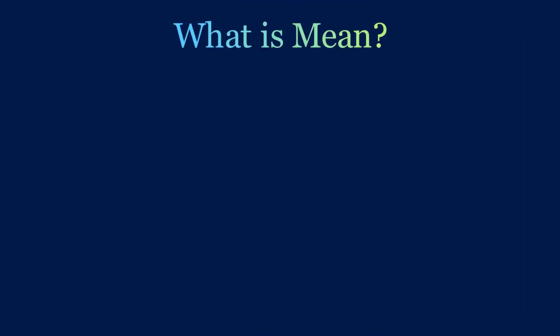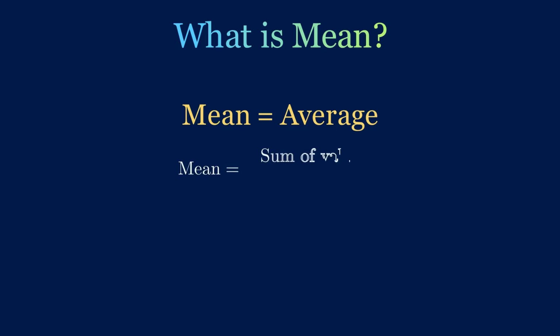Now let's learn about the mean. The mean is another word for the average. To find the mean, we add all the values together and then divide by the number of values. Remember this rule. Mean equals the sum of the values divided by the number of values.